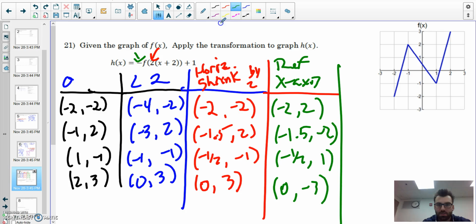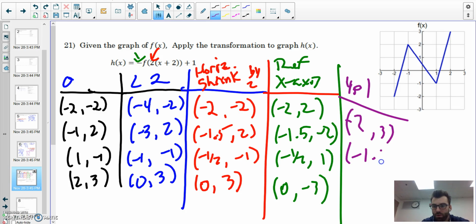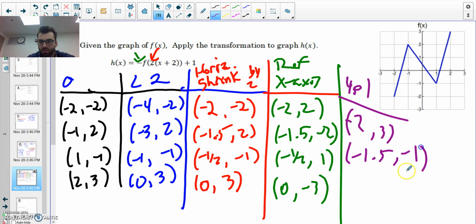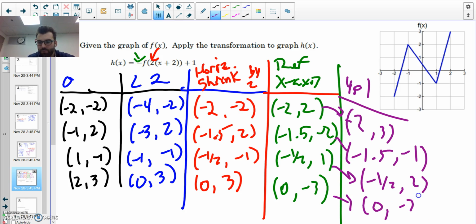Last thing I'm going to do is go up 1. All right, which means I'm going to add 1 to every single y. -2, 3, -1.5, -1. These go -1/2, 2, 0, -2. And plot our points.